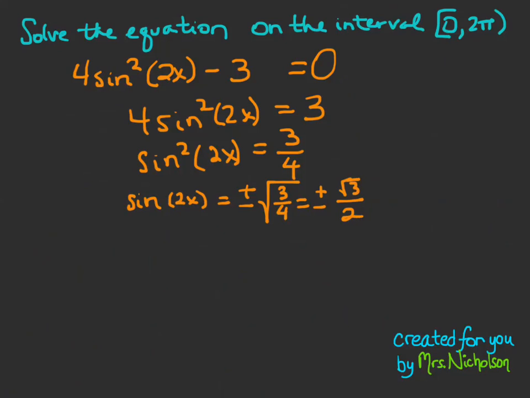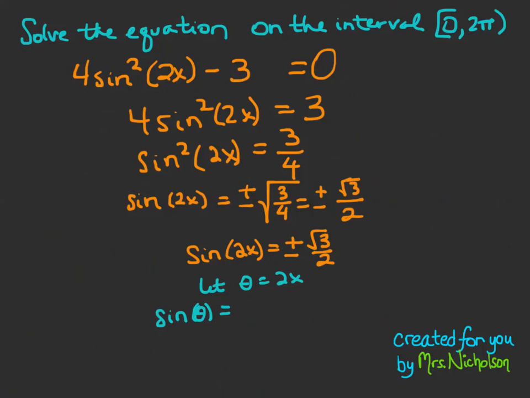All right, so now I have this equation. Let me just rewrite where we are here. Sine of 2x is equal to positive or negative square root of 3 over 2. Now that's something I could solve if it was just sine x, but it's sine 2x. And so here's where we're going to say, let theta equal 2x. And then I'm going to rewrite the equation as sine theta equals positive or negative square root of 3 over 2.